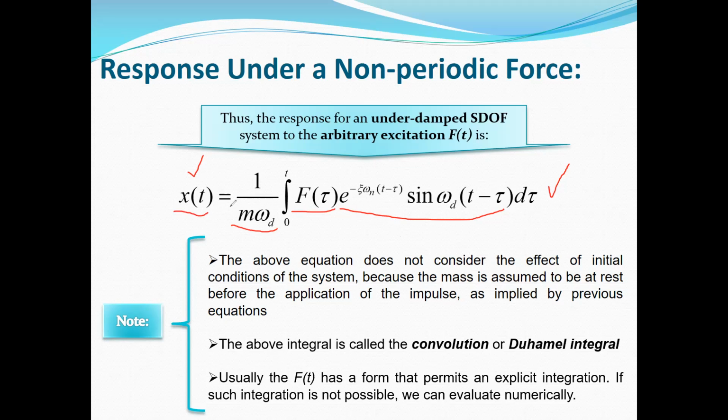And again, there are a lot of numerical methods, for example, the Gauss integral method or the weighted Gauss integral methods. You can use different numerical methods to obtain the response of this integral, because sometimes this f(t) has a complicated form and you cannot easily solve this integral and obtain x(t). So this is the total procedure.